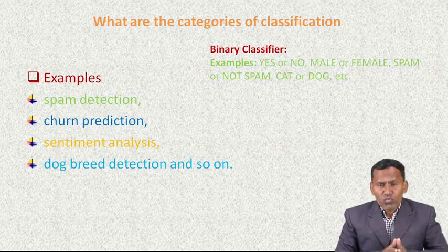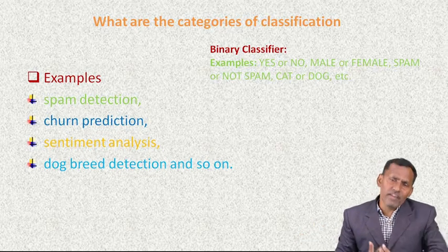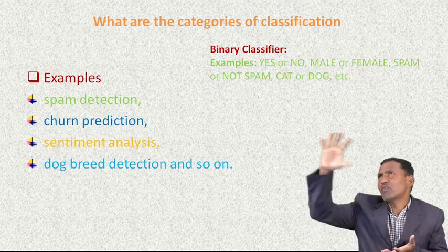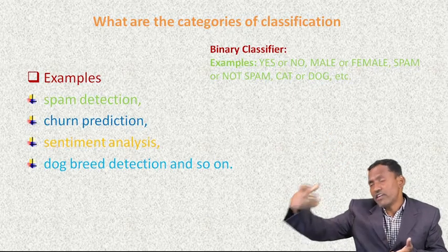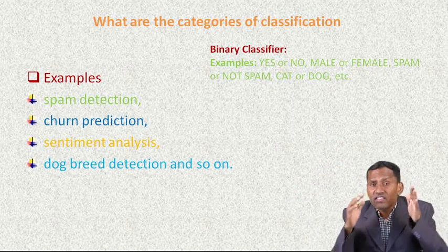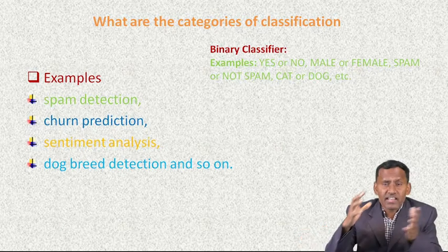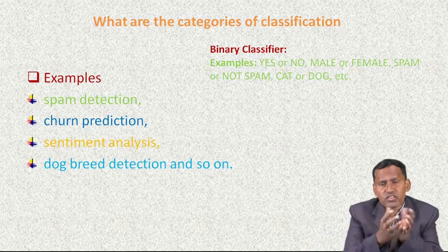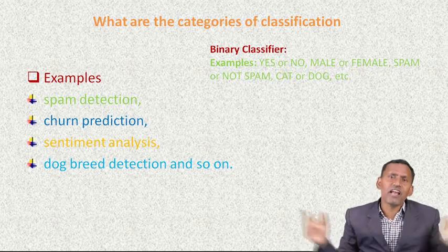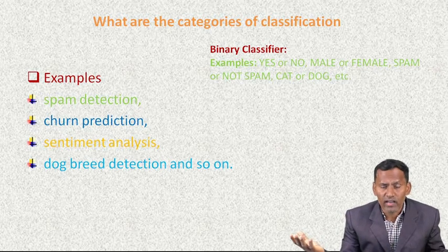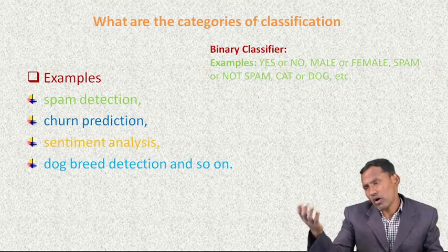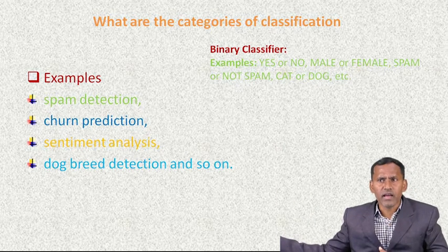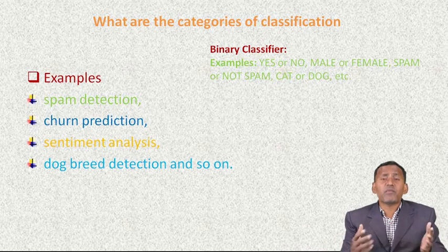That means we may have n number of independent variables. Based on these independent variables in the data set, whatever output we are getting should be discrete in nature, categorical in nature. So those outputs we can classify into a number of classes. As I told, the output may be 0 or 1, yes or no, male or female, cat or dog, spam or not spam.